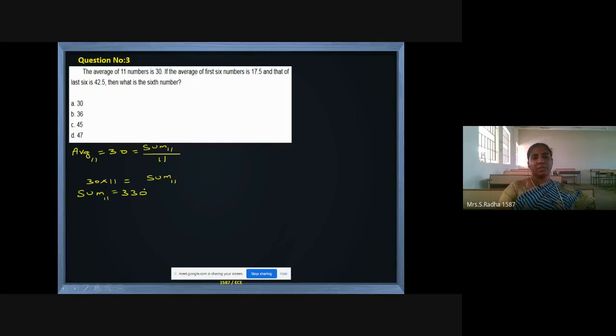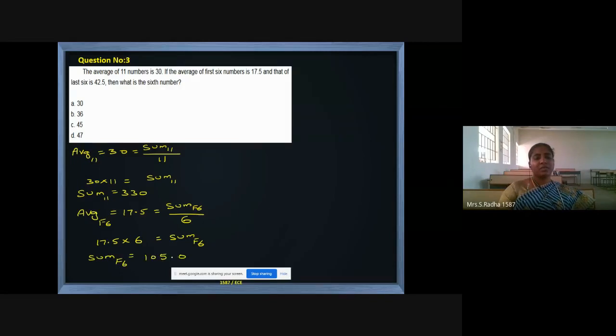First sentence completed. Now coming to the second sentence, the average of first 6 numbers is 17.5, which is the sum of the first 6 numbers divided by the number of quantities. So the sum of the first 6 numbers is 17.5 into 6. 6 sevens are 42, 6 fives are 30, plus 4 is 34... so 105 is the answer. The sum of the first 6 numbers is 105.